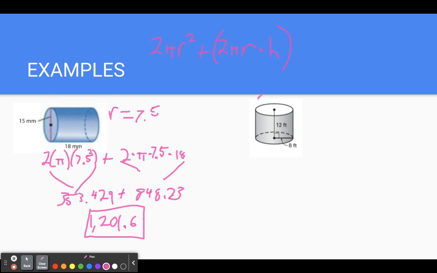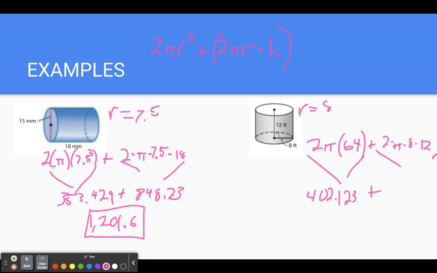Okay, over here, remember r equals 8. The radius in this instance is 8, so 2 times pi times 8 squared. I'm just going to do that right now, which is 64. 8 times 8 is 64. Plus, we do 2 times pi times the radius, which is 8, times the height, which we see here is 12. Okay, so again, calculating that out, 2 times pi times 64 gives us this chunk here, gives us 402.123. Hey, that's kind of fun.